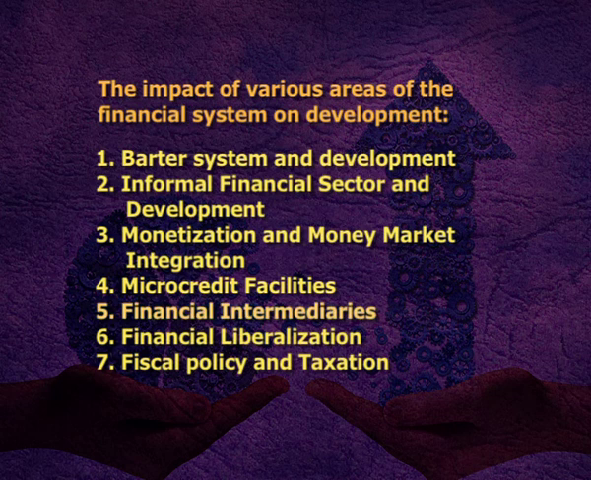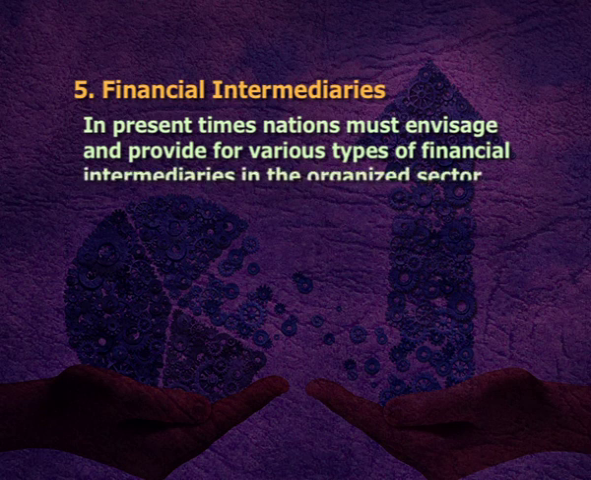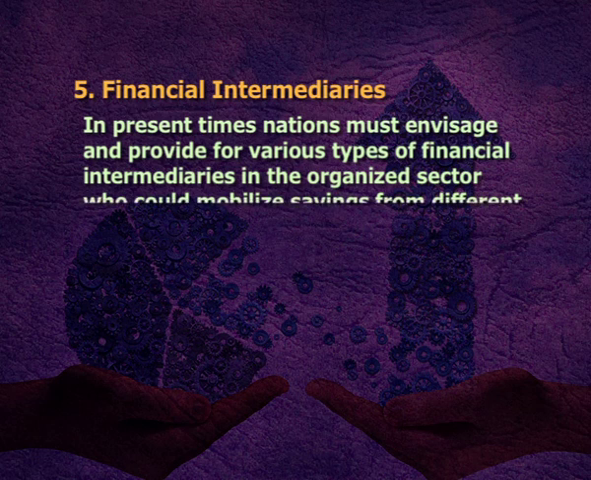Fifth, financial intermediaries. In present times, nations must envisage and provide for various types of financial intermediaries in the organized sector who could mobilize savings from different segments of the economy. Their role is to offer a diversity of financial assets with different yields, maturity and divisibility to suit the requirements of variety of savers. In modern economies, saving class is distinct from the investing class, and hence such intermediaries are necessary to extract all possible savings from the savers and channelize those for investment.